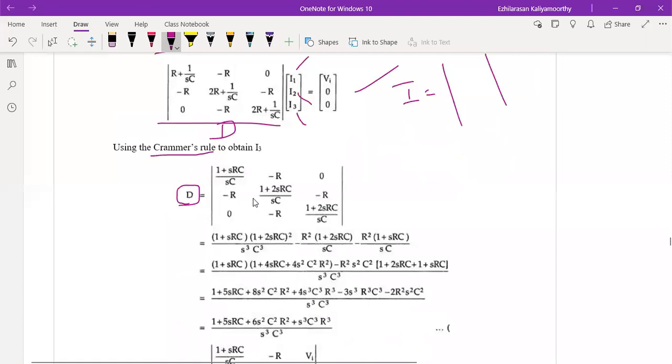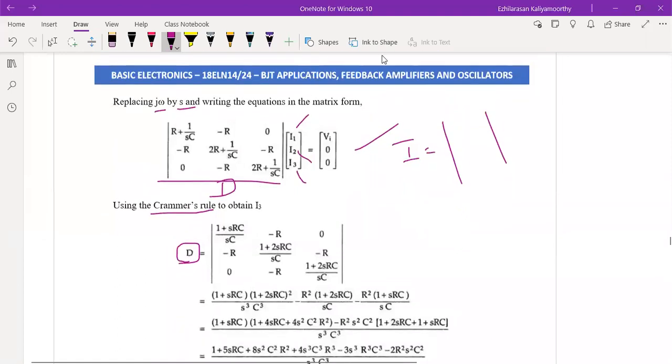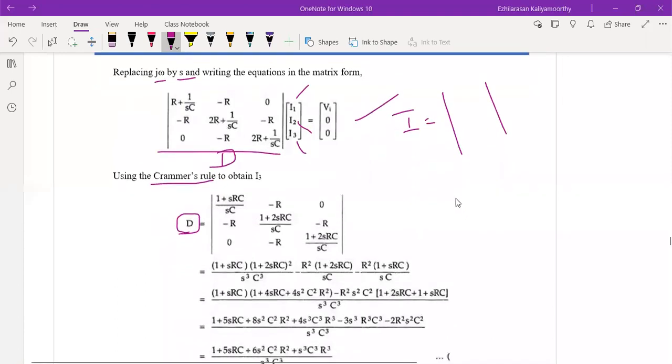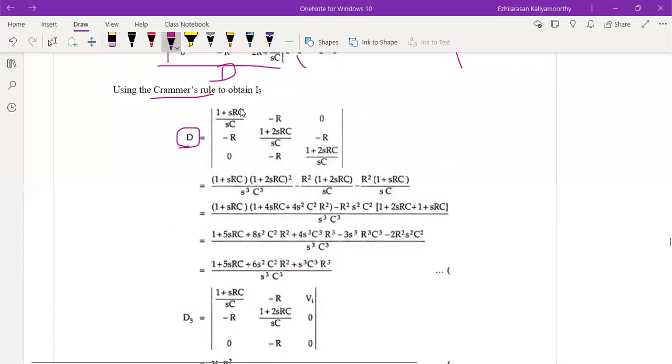So how can you find the determinant? Already you know in mathematics how we find determinants. Now you have to do it like this: 1 plus SRC by SC will be taken, and this will be multiplied with this matrix. Then this value, minus R, will be multiplied with 1 plus SRC, 0, 0, 1 plus 2 SRC. Then this 0 will be multiplied with this.